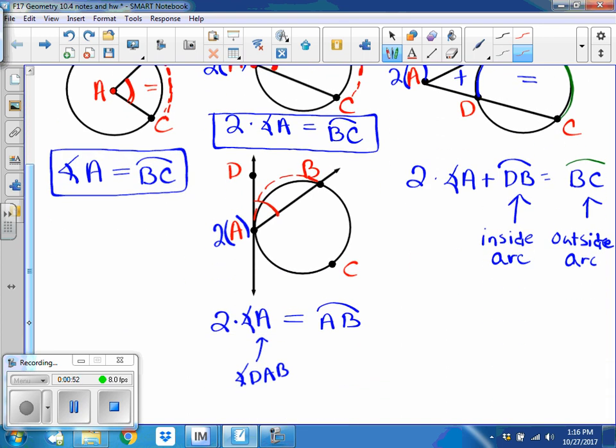A different scenario that you haven't seen yet is this scenario right here. The vertex of this angle is still on the circle. It's lying on the circle. Here are the sides of that angle. Because it lies on the circle, it still follows the same rule: 2 times that angle equals the measure of the intercepted arc. So 2 times angle A, or more specifically angle DAB, this angle here, equals the measure of arc AB.